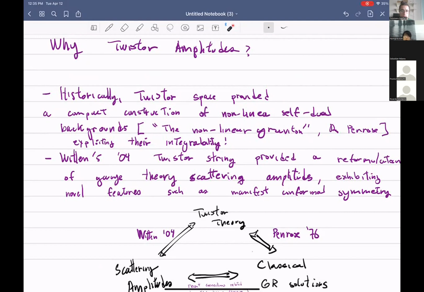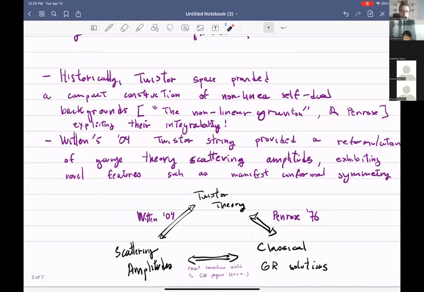But these two ideas actually pinpoint that there is some deeper interrelation between Twistor theory, scattering amplitudes, and classical GR solutions. And this is especially relevant in the context of recent developments in scattering amplitudes, which aim to tackle the gravitational wave problem. Okay, so there is this sort of nice interplay between Twistor theory, scattering amplitudes, and classical solutions.